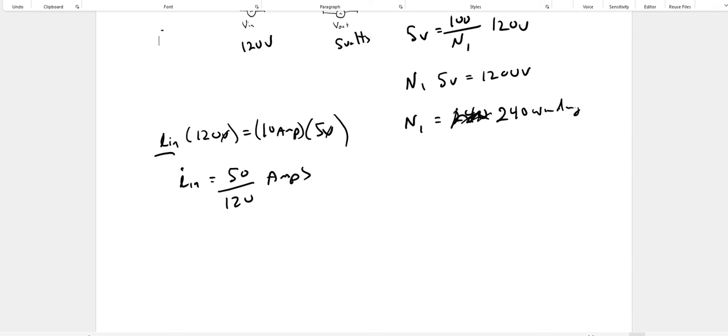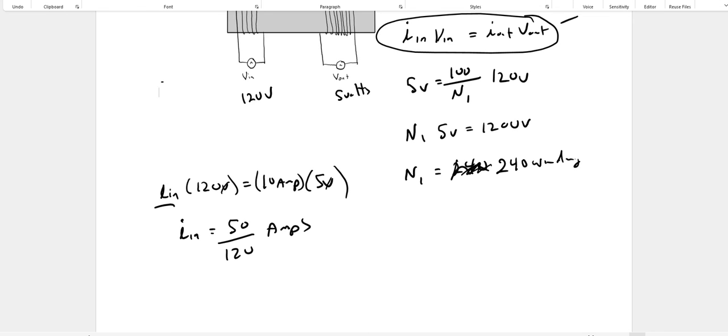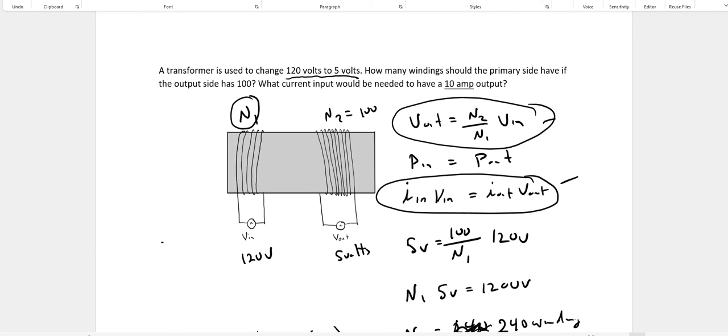And anyway, this is just meant to be a quick example on how to handle transformers. Any of the ones you have to deal with on your quiz will look virtually the same. I mean, the only thing that can differ really is the unknowns. So I hope that this helps.